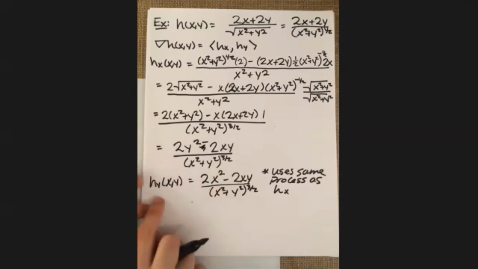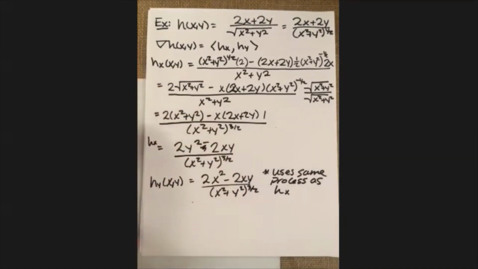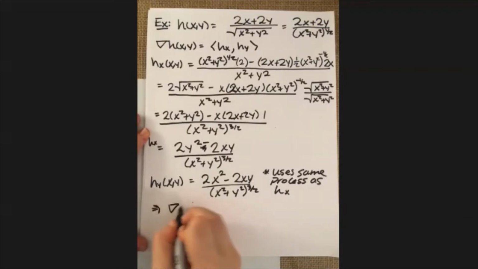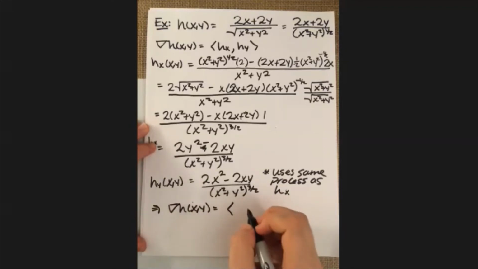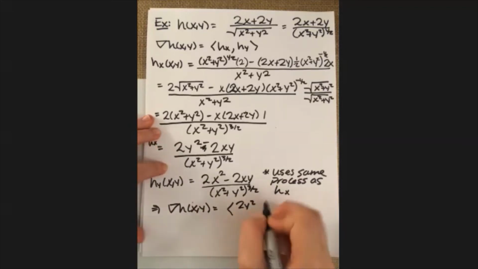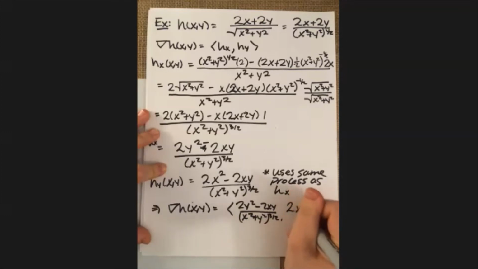So we can take this piece and this piece, which is hx, and put those into our gradient. So we're going to have (2y squared minus 2xy) divided by (x squared plus y squared) raised to 3/2, and then (2x squared minus 2xy) divided by (x squared plus y squared) raised to 3/2 for the second component, just like that.